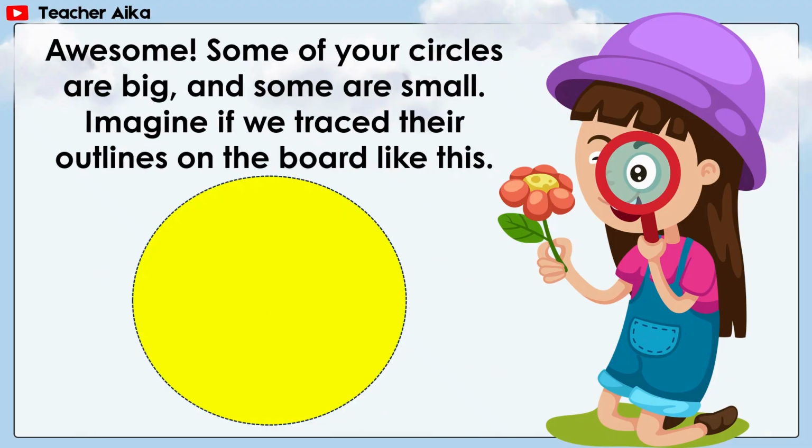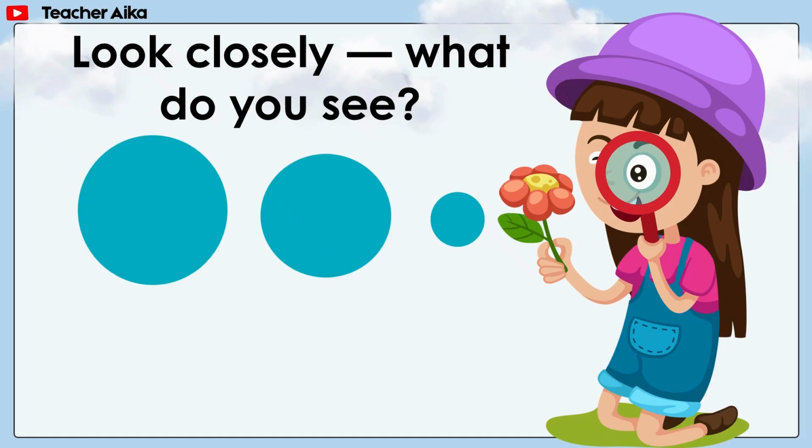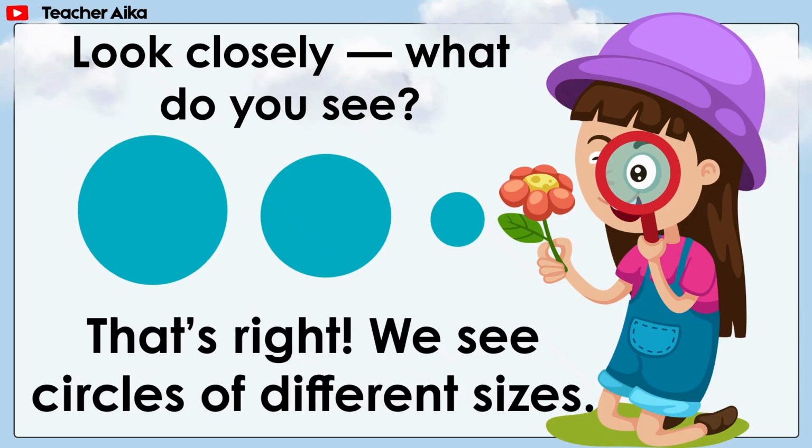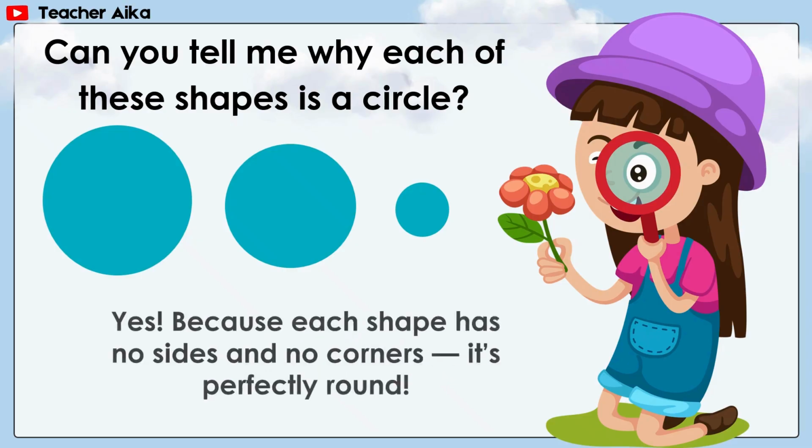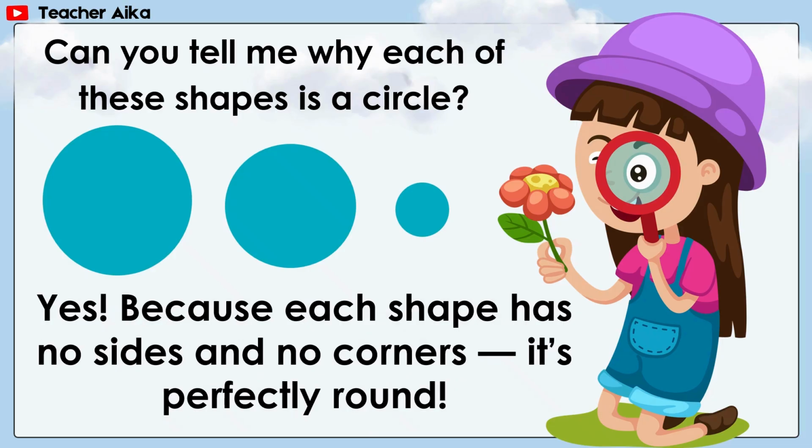Awesome, kids! Some of your circles are big and some are small. Imagine if we trace their outlines on the board like this. Look closely. What do you see? That's right. We see circles of different sizes. Can you tell me why each of these shapes is a circle? Yes, because each shape has no sides and no corners. It's perfectly round.